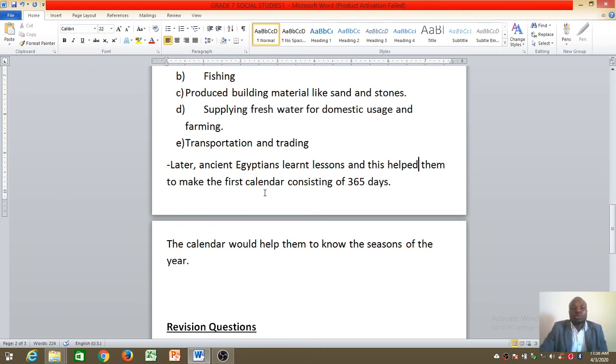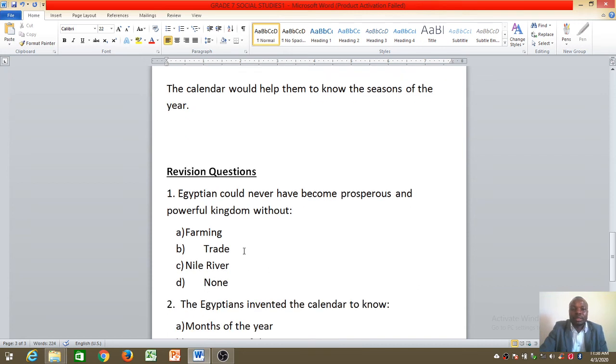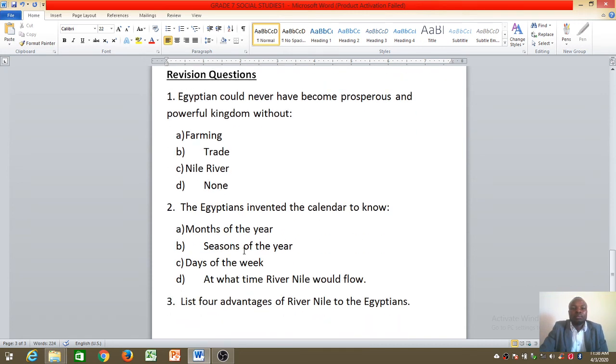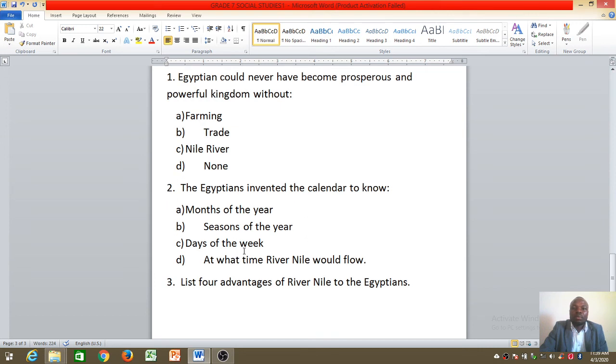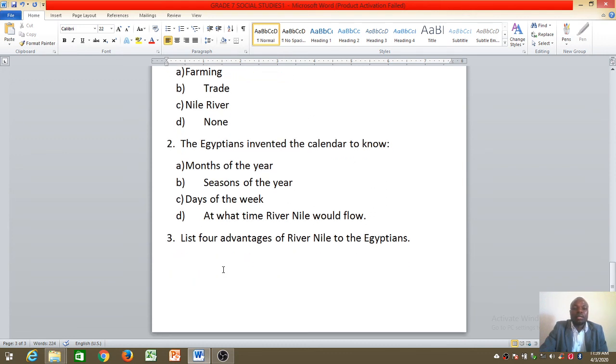Now, to sum up, there are some revision questions that I would like you to attempt. They're here. Number 1: The Egyptians could never have become a prosperous and powerful kingdom without dash. You are going to circle the correct answer. Number 2: The Egyptians invented the calendar to know dash. You are also going to choose the answer. Then number 3: List 4 advantages of River Nile to the Egyptians.